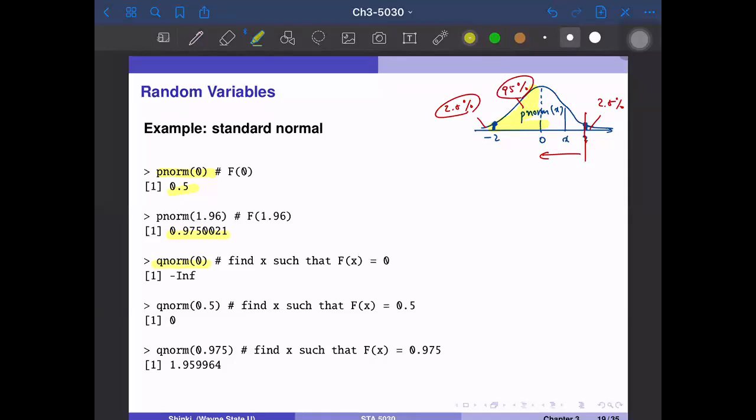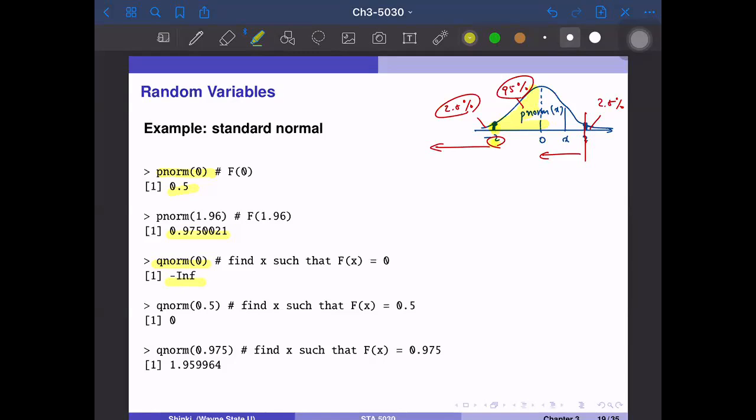And Q norm of 0, Q norm is the inverse function of CDF, so the inverse of P. So that means given 0, the probability is 0. So area is 0. What's the corresponding threshold? Area is 0. So then this number goes to -infinity. So we get -infinity here. So when the threshold is -infinity, the probability that x is less than -infinity is 0.